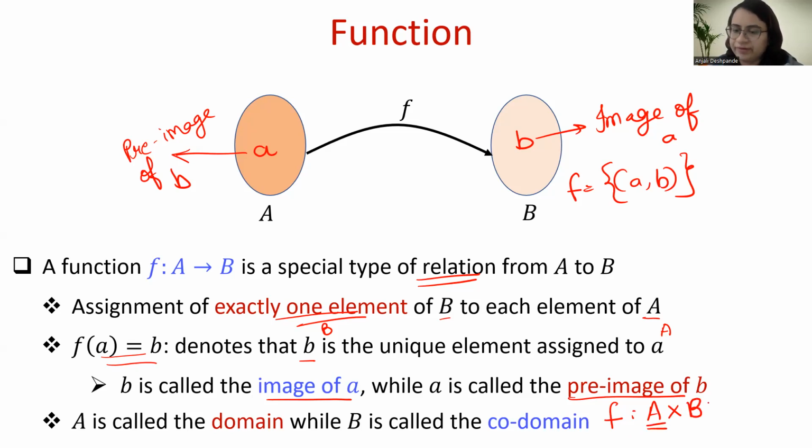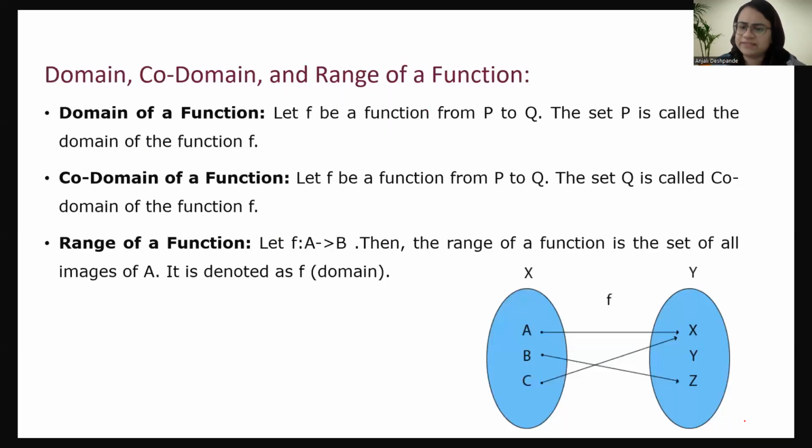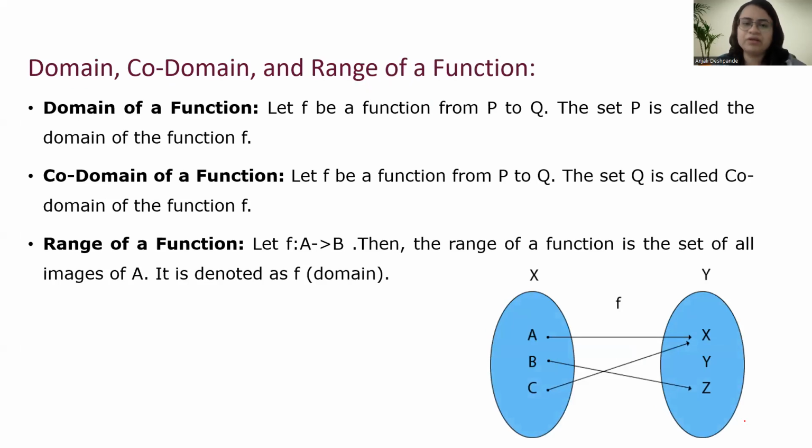So here, if there is a relation f from A to B, then the first set A is called the domain, while the second set B is called the codomain. The same thing is given here. The domain of a function is defined as follows. Let f be a function from P to Q. Then P is called the domain of f, and Q is the codomain of function f.